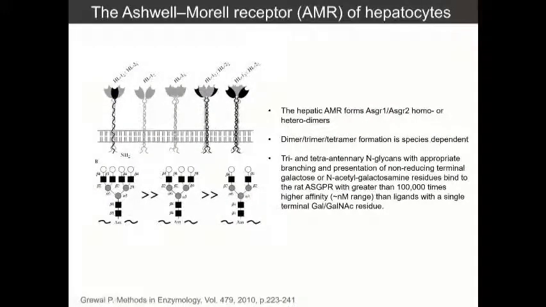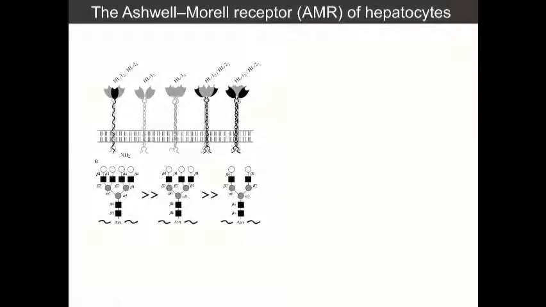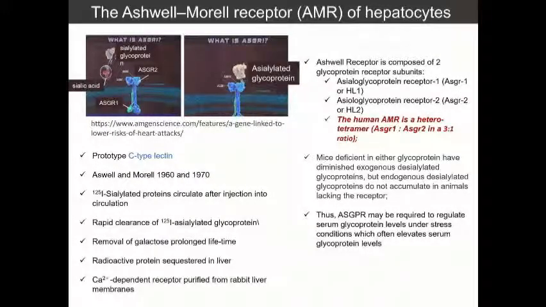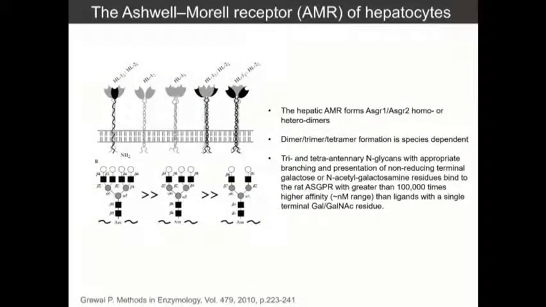So I think the overall role of the receptor is to regulate serum glycoprotein levels under stress conditions. If we have too many platelets or too few platelets, this receptor receives these messages and can produce de novo platelets or elevate other serum proteins, which I won't go into here. So this is a depiction of the receptor. It's a hepatic receptor that forms homo- and heterodimers, and this is very species dependent.